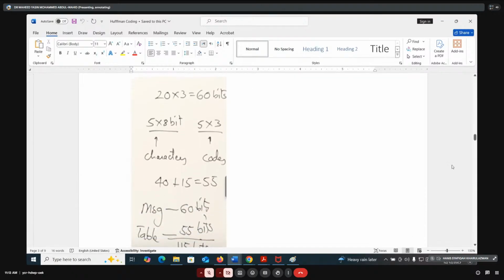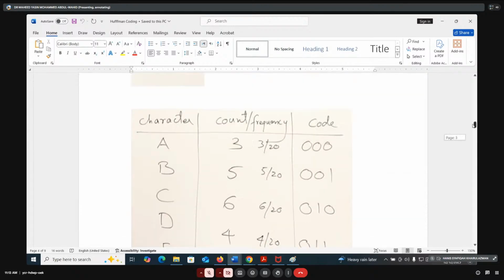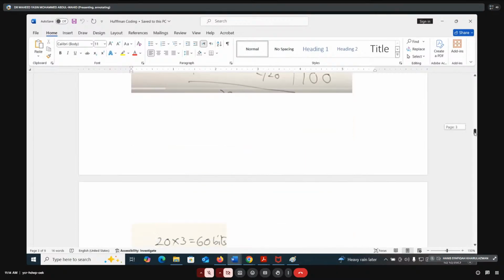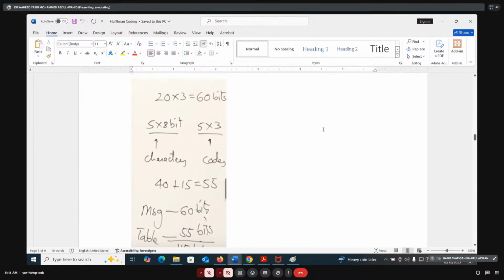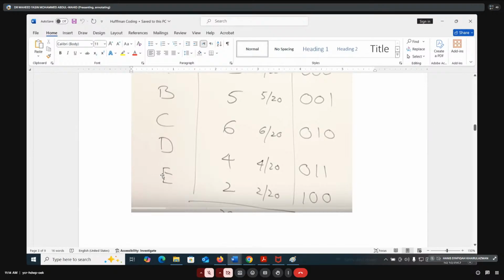So here, according to this formula, how many letters do I have? I have 20. Am I right? How many bits do I represent here? 3. So I have 20 characters multiplied by 3, which is 60. And I have only 5 characters: A, B, C, D, E.